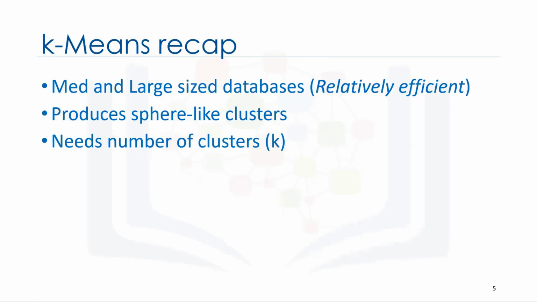So, let's recap kMeans clustering. kMeans is a partition-based clustering, which is A. Relatively efficient on medium and large-size datasets. B. Produces sphere-like clusters because the clusters are shaped around the centroids. And C, its drawback is that we should pre-specify the number of clusters, and this is not an easy task.